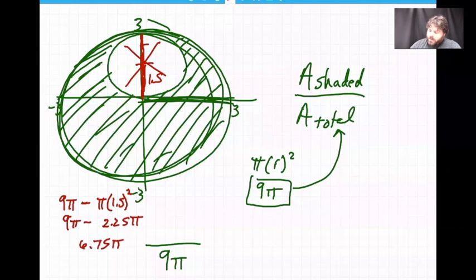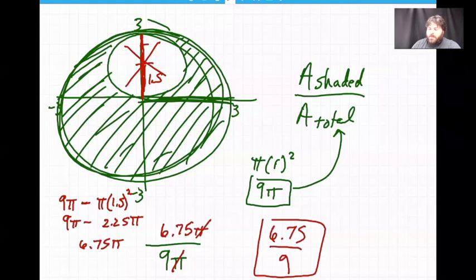So that's the part that goes on top. 6.75 pi over 9 pi. There's a pi on top and a pi on bottom. So you get 6.75 over 9. That's the probability that a point chosen at random will be in our shaded region. So it's like the part over the whole, the shaded part over the total, okay?